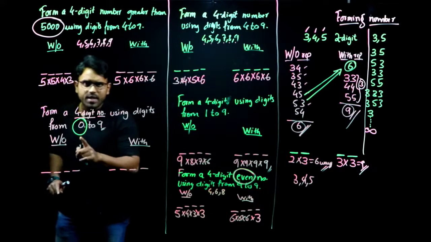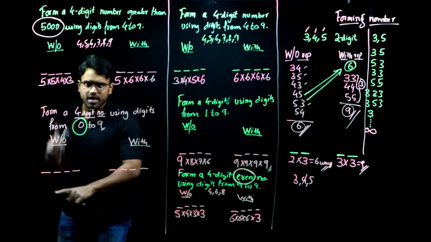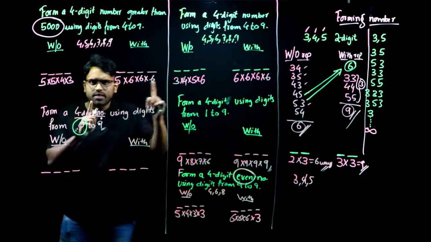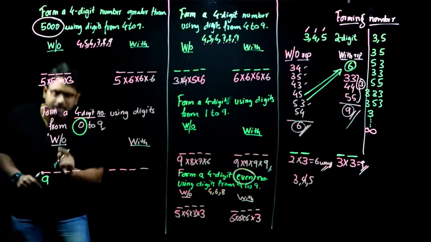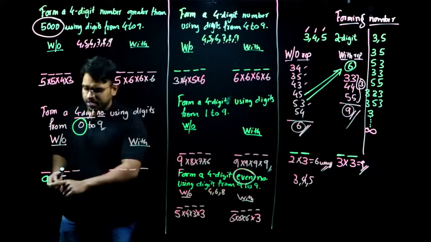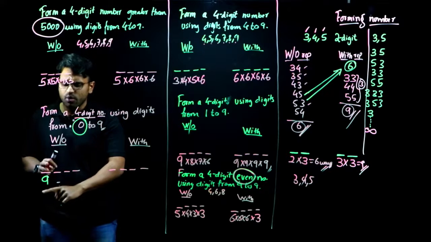So start thinking. If I cannot have a 0 in the thousands place, this is without repetition. In how many different ways can I fill the thousands place? I can fill it with a 1, 2, 3, 4, 5, 6, 7, 8 or a 9. So I can fill it in 9 different ways. Everyone pay attention, I can fill it in 9 different ways because I cannot use a 0.